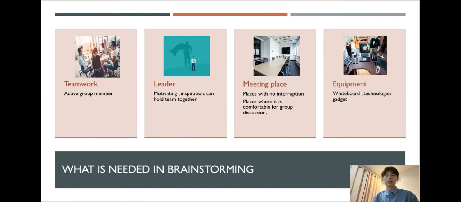Next will be meeting places. A meeting place with no interaction can actually help the group members to focus on discussion, also known as brainstorming. Last but not least is the equipment. For example, whiteboards and electronic gadgets are the equipment needed in brainstorming. Electronic gadgets like smartphones and laptops can help the group members in finding information online, and they can jot it down on a whiteboard.